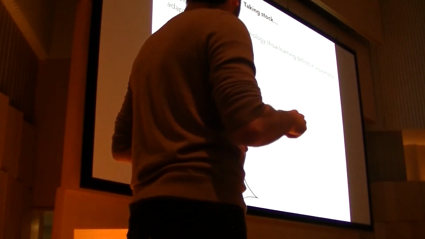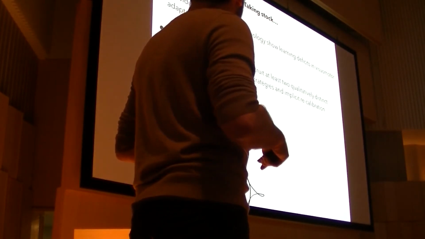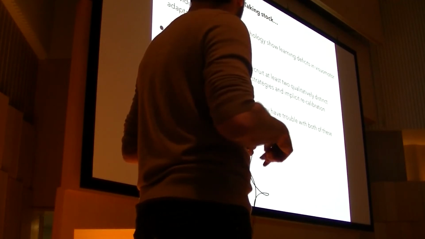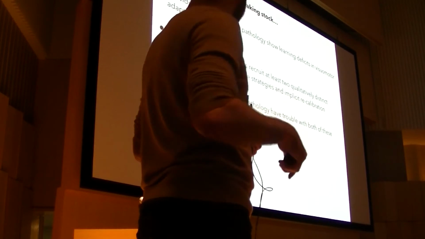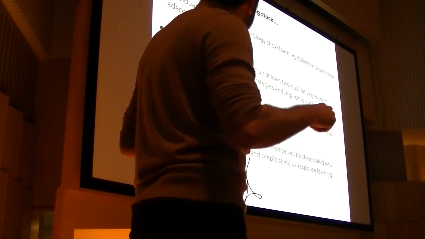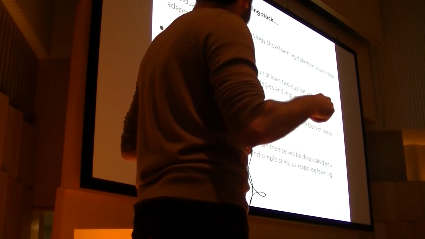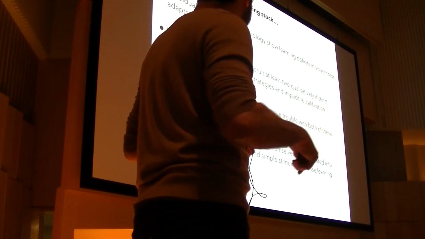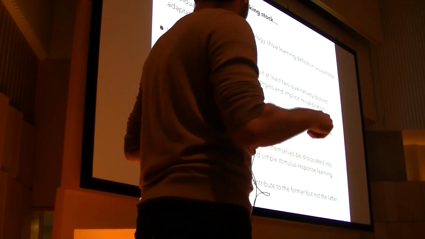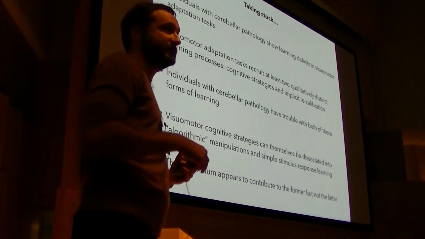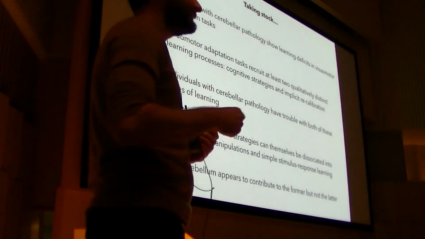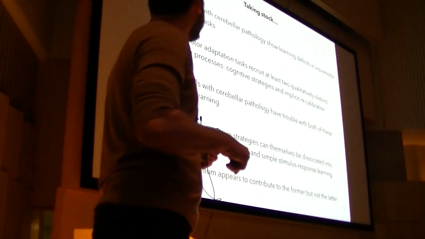So to take stock, we're saying individuals with cerebellar pathology show learning deficits in these tasks. Okay, but we can break these tasks down into 2 processes, and then we can show that they show deficits in both of those processes. We can also further break down this cognitive strategy, or explicit process, into its own 2 processes, and then try to suggest that cerebellar patients have issues with this algorithmic computation, the smooth movement of something in mind, let's say, rather than this stimulus response.